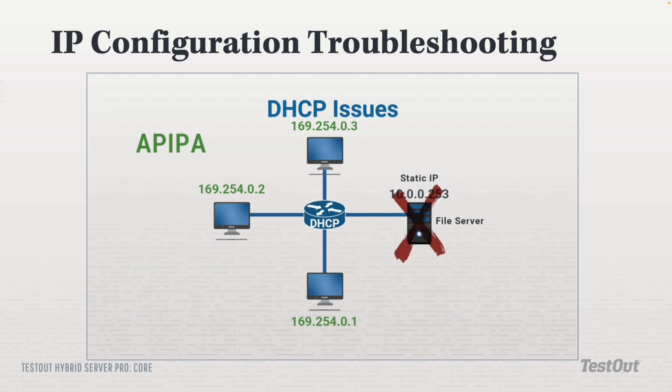Yeah. So we can see here, if for some reason our DHCP server went down, we would then get assigned APIPA addresses. Now, technically, you could still talk on this network with everybody getting APIPA addresses, right? But if there was a static IP set for our file server, well, obviously we wouldn't be able to talk to that because it's not on the 169.254 network.